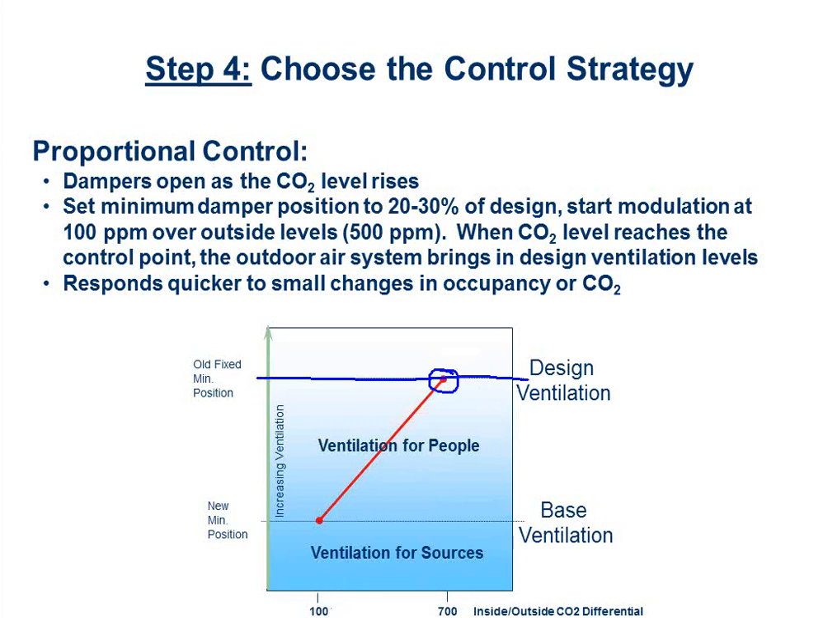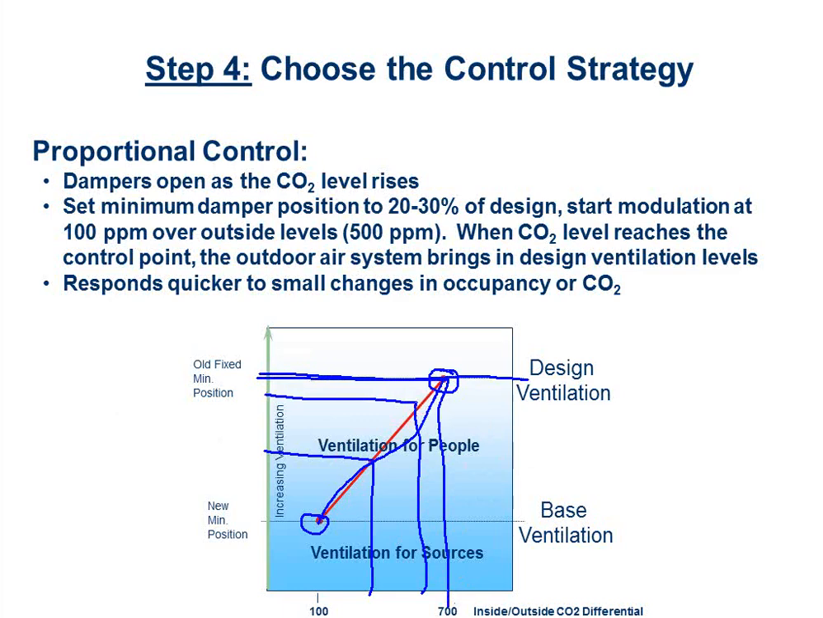Then I'm going to pick a lower number. In this case, I'm picking 100 above the outside air level. So in this case, 400 plus 100 is 500, I pick that guy. Then I can draw a straight line between them, hopefully straighter than that line. And at any point in there, I can figure out what it's going to be. So if I've got, whatever, 700 parts per million inside, I need this much outside air. If I've got 900 parts inside, I need this much outside air. If I have 1,100, boom, I actually need the regular code airflow.